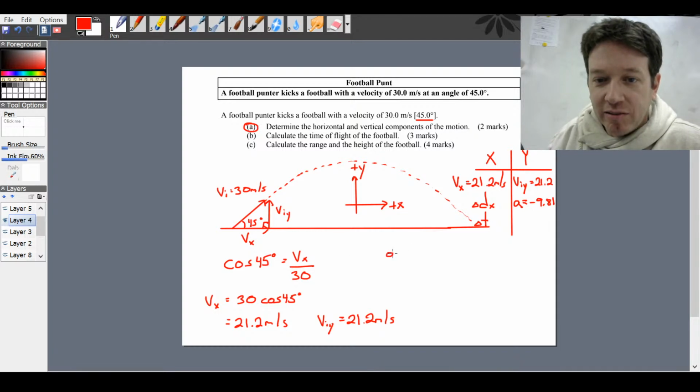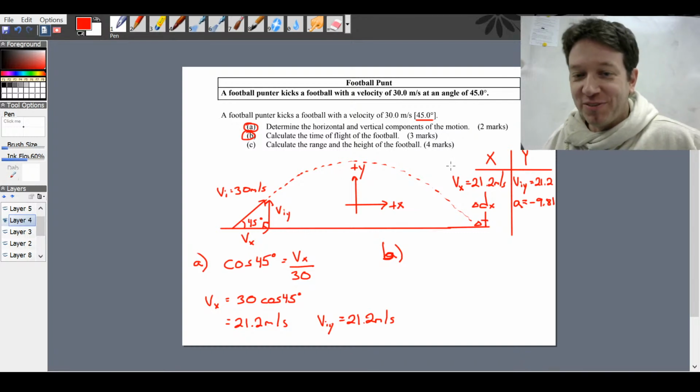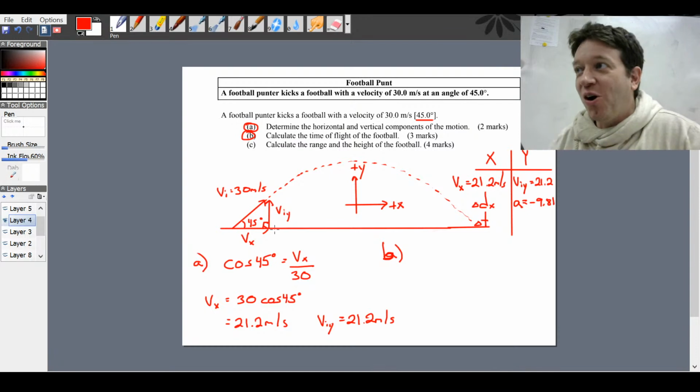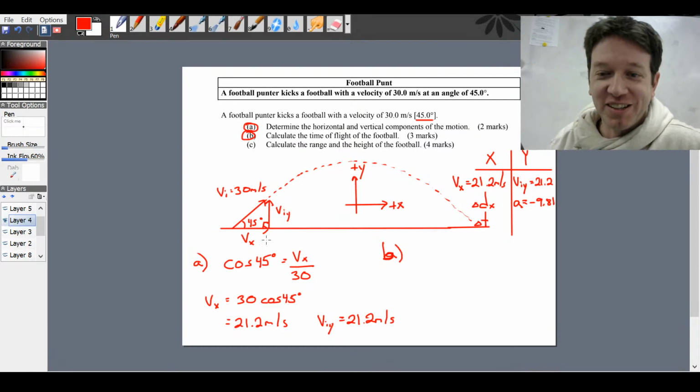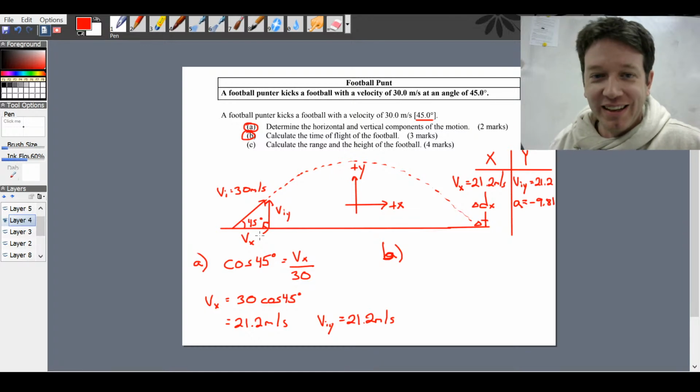So part A says determine the horizontal and vertical components. Oh, I did that already. We're going to move on to part B. Part B is to calculate the time of flight of the football. I did part A without even noticing it because you should always start your projectile motion questions by drawing a picture, writing down your givens, and solving for your components, before you even need to really look at what the question's asking. All right, so time of flight.